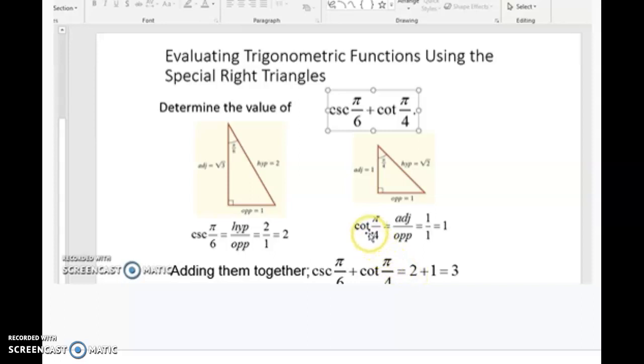Moving on and evaluating the cotangent of pi by 4. Definition of cotangent, adjacent over opposite. As we can see for pi by 4, the adjacent side and the opposite side both have a length of 1, and 1 divided by 1 is 1. So the cotangent of pi by 4 is 1. We can always replace something with what is equal to it. So replacing the cotangent of pi by 4 with 1. Final step is addition. Of course, 2 plus 1 is 3.